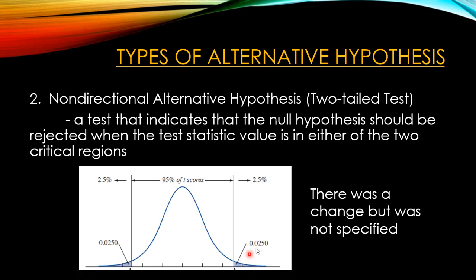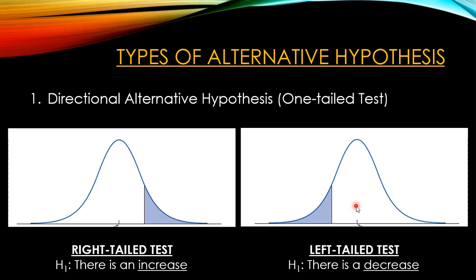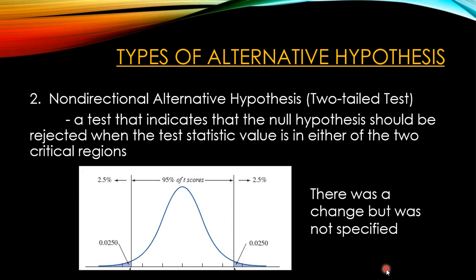So bakit naman nagiging two-tailed test ang isang alternative hypothesis? Nagiging two-tailed test ang isang alternative hypothesis kapag hindi specified ang change na magaganap. Kanina, sa alternative hypothesis na directional or one-tailed test, mayroong assumption na tataas o bababa yung value or yung isang grupo kumpara dun sa kabila. Pero sa non-directional alternative hypothesis, walang sinabi. Okay? Basta ang sinasabi lang ng researcher, magkakaroon ng change. Pero hindi niya alam kung tataas o bababa.